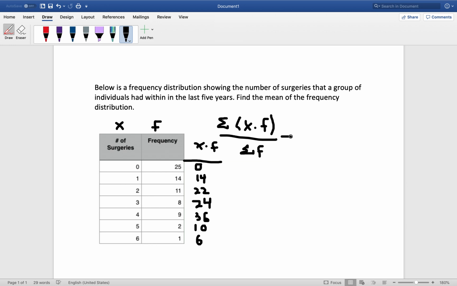So to get this top number here, it wants us to take the sum. This sigma means add up. So we're going to add up all of this column. If we add up the 0 plus the 24 plus the 14 plus the 22 and so on, what we will get is 112. So that's going to be the top.